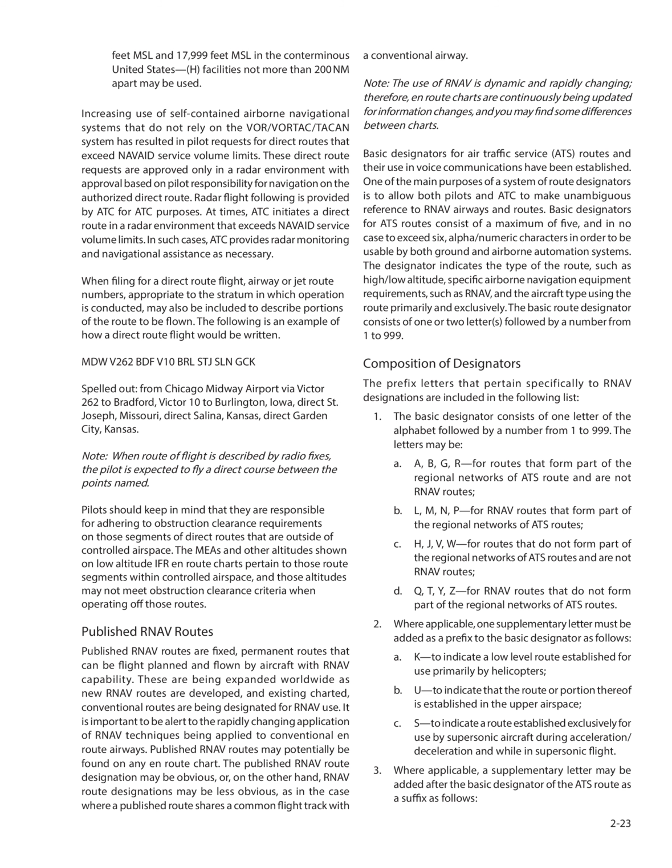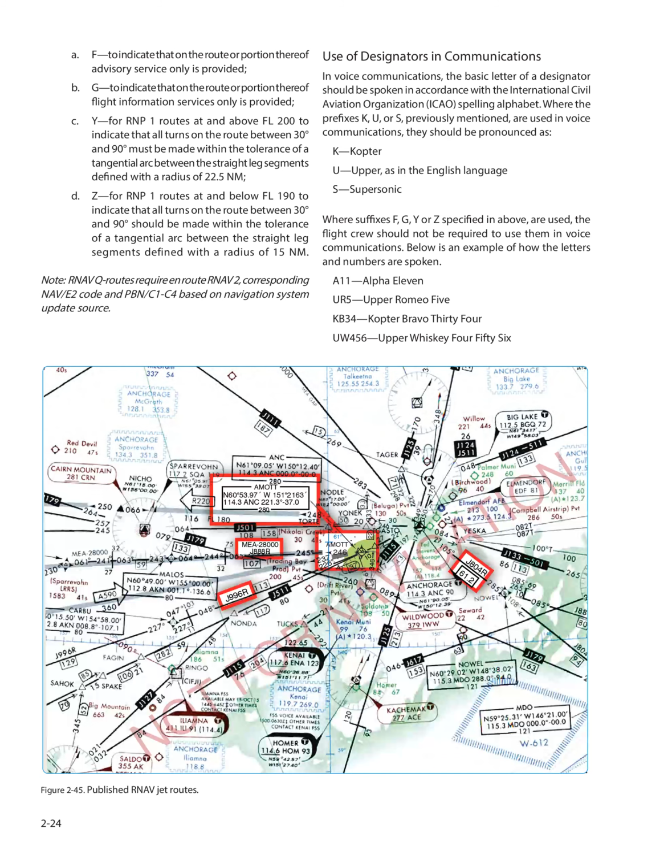3. Where applicable, a supplementary letter may be added after the basic designator of the ATS route as a suffix as follows: A, F, to indicate that on the route or portion thereof advisory service only is provided; B, G, to indicate that on the route or portion thereof flight information services only is provided; C, Y, for RNP1 routes at and above FL 200 to indicate that all turns on the route between 30 degrees and 90 degrees must be made within the tolerance of a tangential arc between the straight leg segments defined with a radius of 22.5 nautical miles; D, Z, for RNP1 routes at and below FL 190 to indicate that all turns on the route between 30 degrees and 90 degrees should be made within the tolerance of a tangential arc between the straight leg segments defined with a radius of 15 nautical miles.